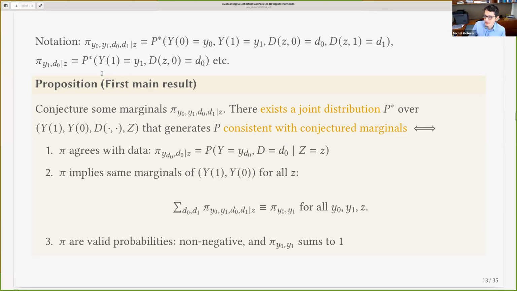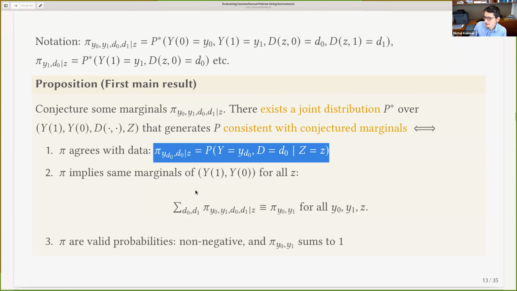And then I can marginalize these further. If I just want to look at one potential outcome and one assignment, I'll use this notation. So I'm going to conjecture some of these marginals, and then I'm going to say there exists a distribution P star that is consistent with these conjectured marginals if pi agrees with the data, so I can explain the data. This is just a set of linear restrictions.